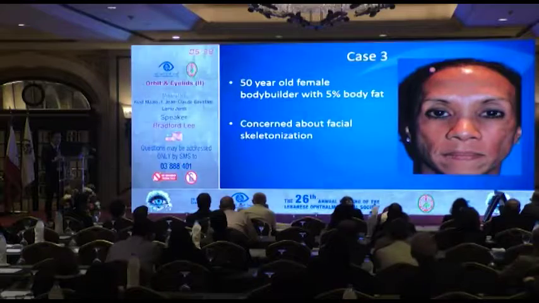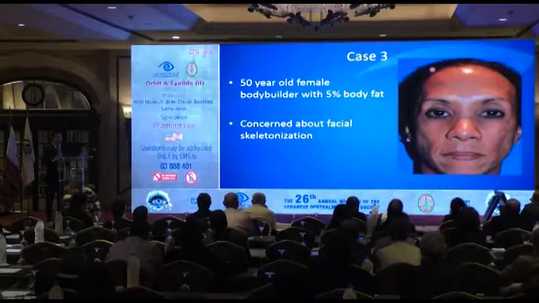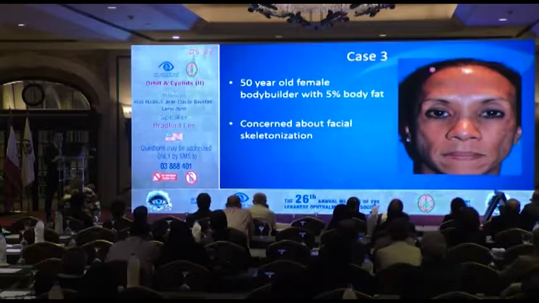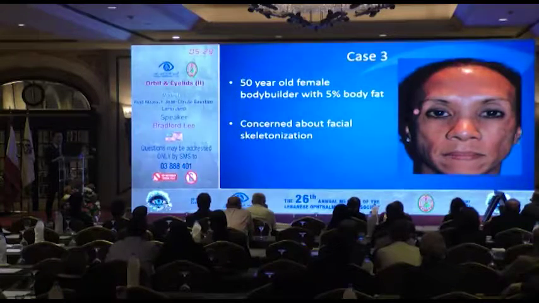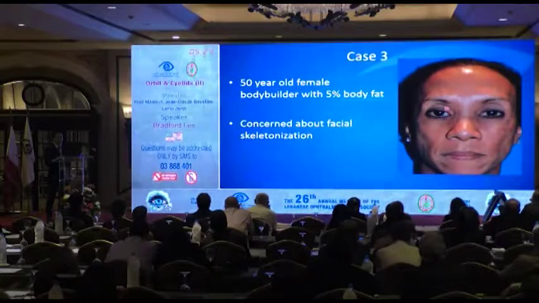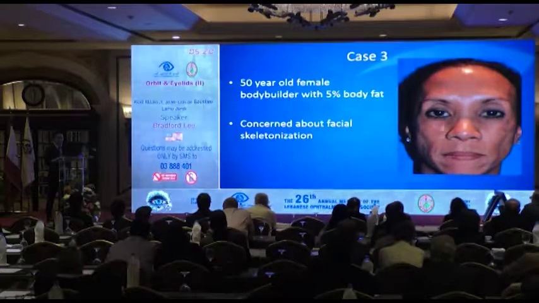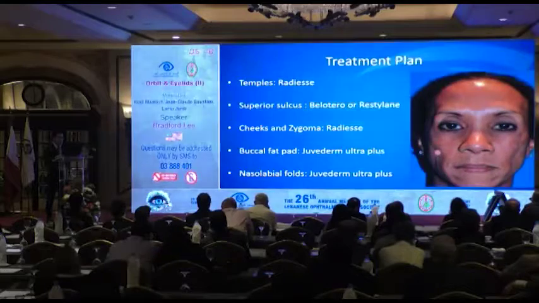This is a patient who I treated back during my fellowship in San Diego. She was one of our nurses who was a bodybuilder with about 5% body fat. And when she'd get ready for competitions, she would just become like a skeleton. And she said she actually lost points in her competitions for looking so gaunt. And here you can see there's severe temporal hollowing with showing of the orbital rim over here. She has superior sulcus hollowing. She has devolumization of the buccal fat pads, the cheeks, the nasolabial folds.